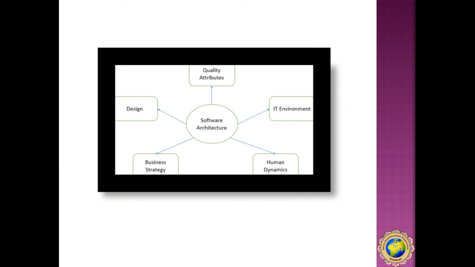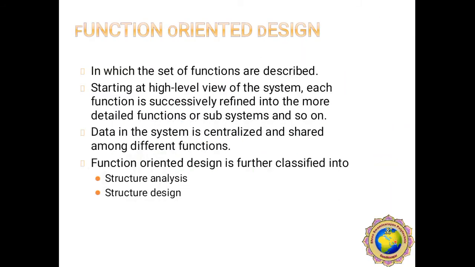So this is our software architecture. It contains quality attributes, IT environment, human dynamics, business strategy and design, and this totally depends on our design methodology. So this one is our software architecture: quality attributes, IT environment, human dynamics, business strategy and design.